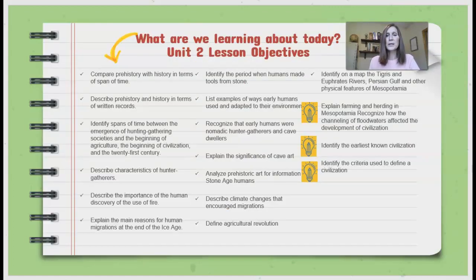So our learning objectives, these are the last learning objectives for this unit. Explain farming and herding in Mesopotamia, recognize how the channeling of floodwaters affected the development of civilization, identify the earliest known civilization, and then identify the criteria used to define a civilization.